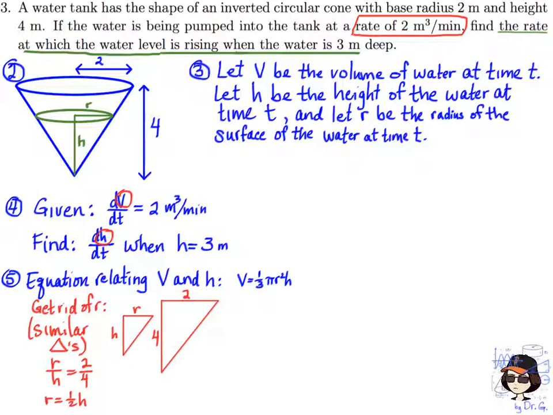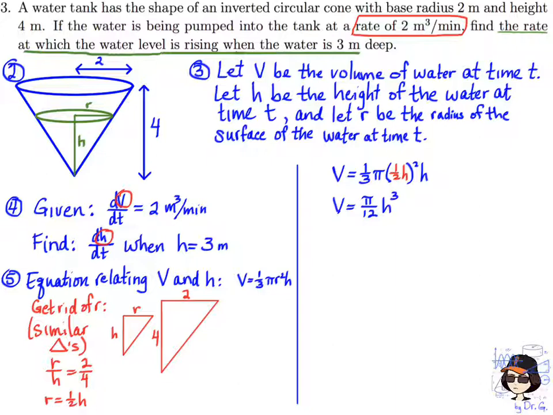And now we can replace the R in that equation for the volume. We can replace R with 1/2 H. So let's do that. So now we can write down V equals 1/3 pi times (1/2 H) squared times H. So we replaced the R squared with (1/2 H) squared. All right. So now let's simplify that. So if I simplify it, I get V equals pi over 12 H cubed. Great. So now we have the equation that we were looking for in step 5.